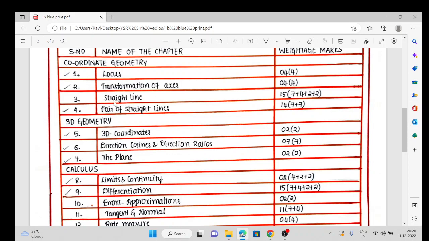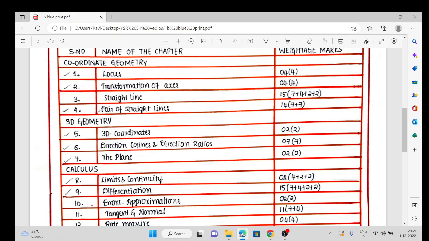Next, straight line. In this chapter, mainly we'll discuss the different forms of straight lines. One is slope intercept form, two points formula. Like that, there are different forms in straight lines. This is one very important topic in 1B. Its weightage is 15 marks. In 15 marks, there will be one LAQ, one SAQ, 2 VSAQs.